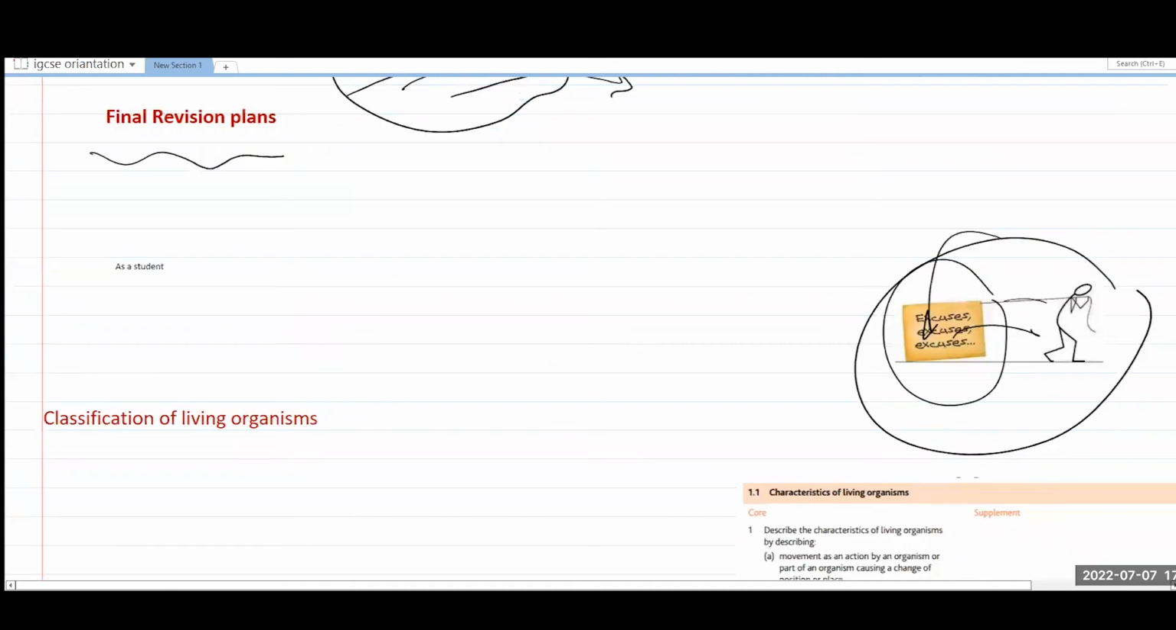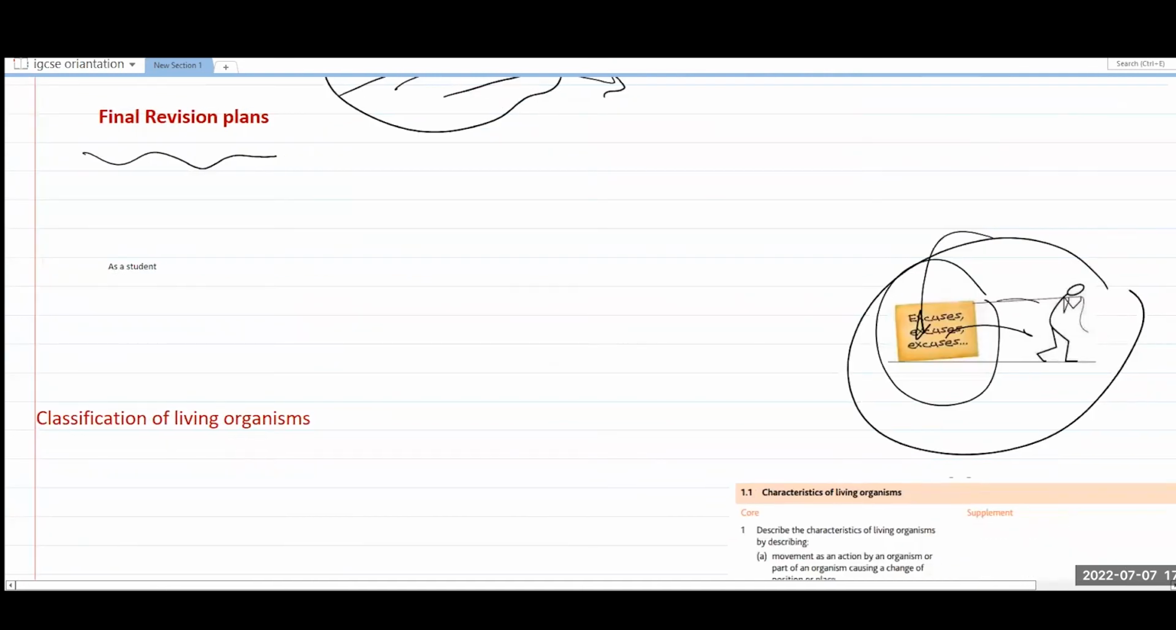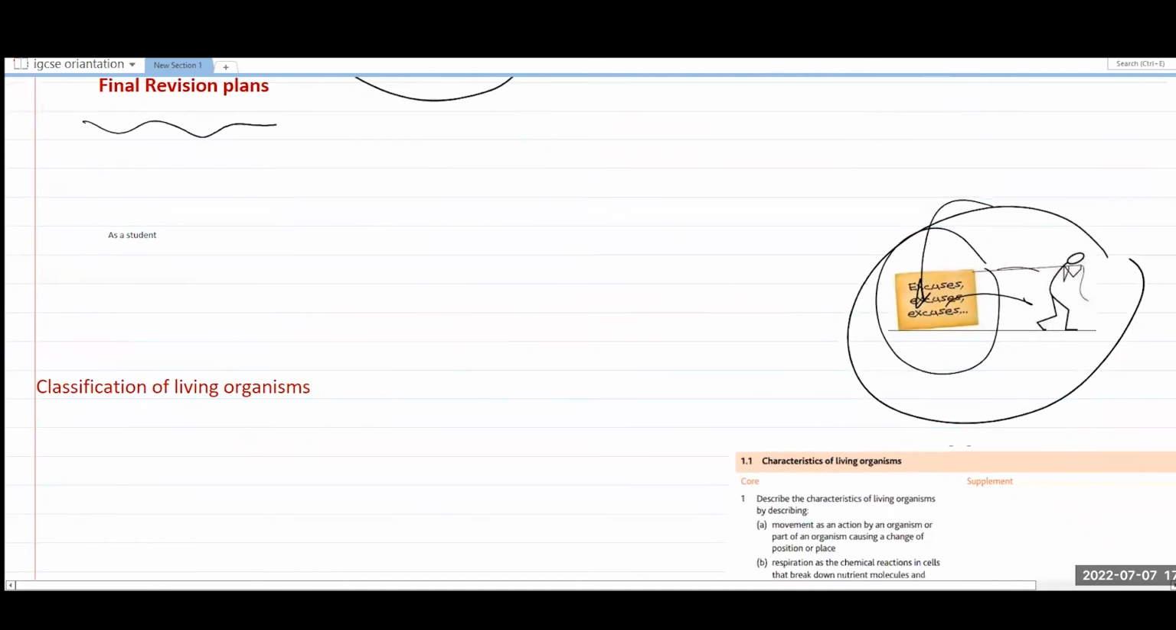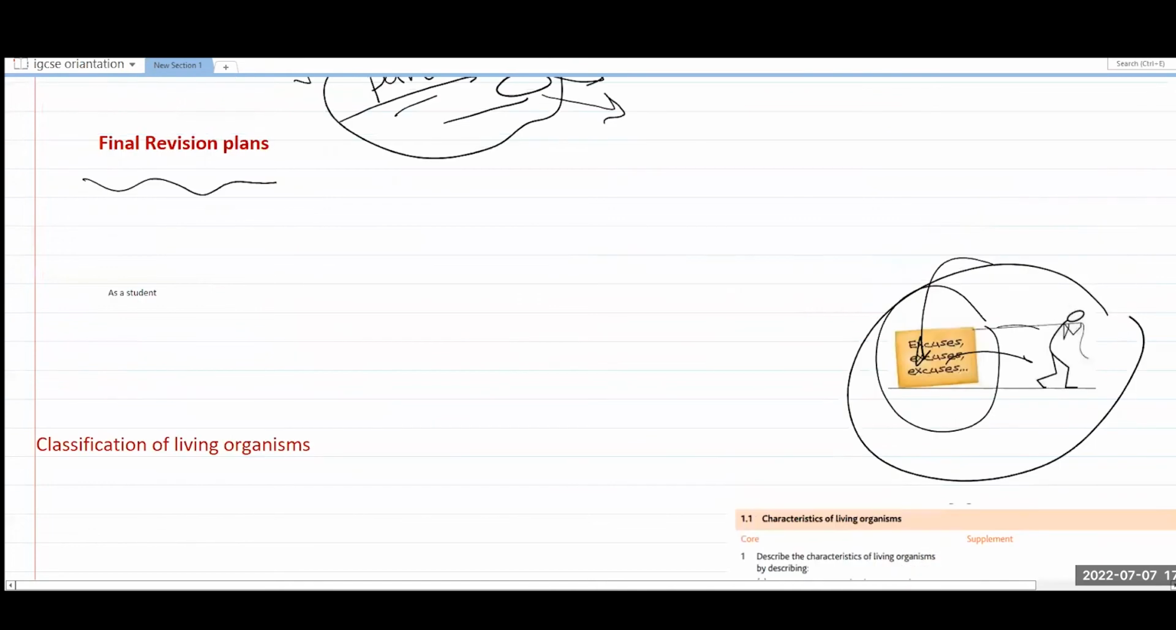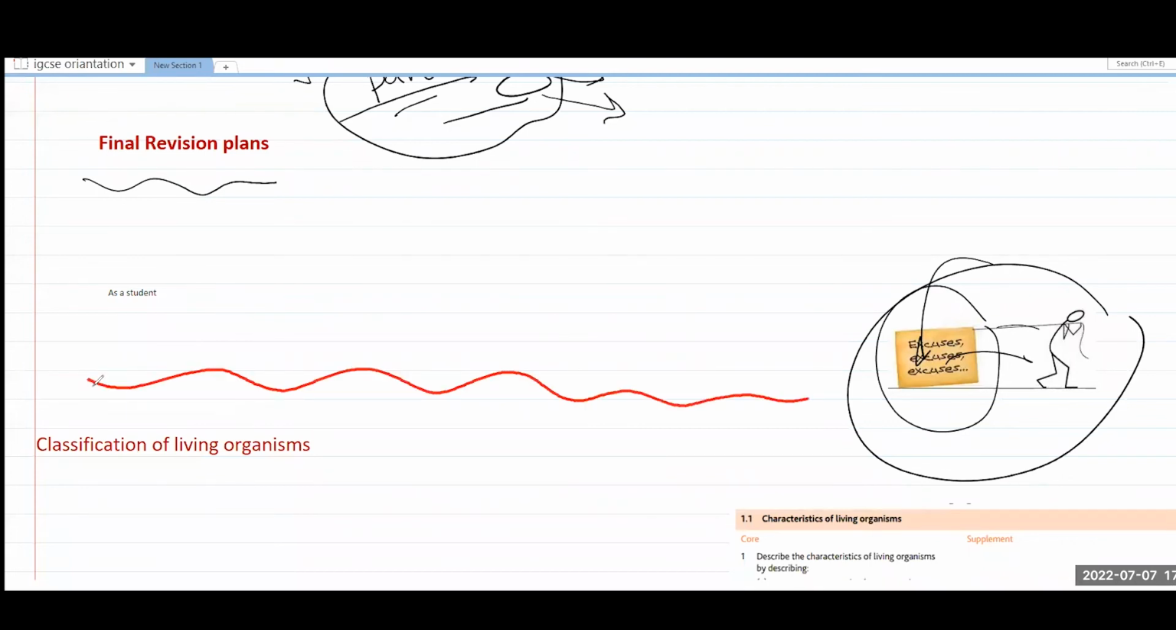As a student, I want you to keep to the time. I don't want you to miss any; submit your work on time. Let's go and explain the first part in the syllabus, which is classification of living things.